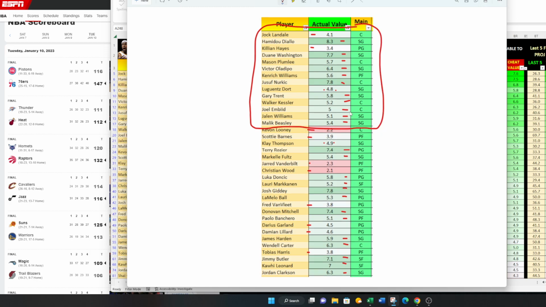I haven't had a chance in a couple of days, but we got 1, 2, 3, 4, 5, 6, 7, 8, 9, 10, 11. 11 out of the top 13 hit value. So if you built a lineup, and look at these names, you notice these aren't the guys, except for Embiid, that are over 10K. Malik Beasley, Jalen Williams, Gary Trent, Dort, Nurkic, Kenrich, Oladipo, Plumlee, Washington. Yeah, not too bad.